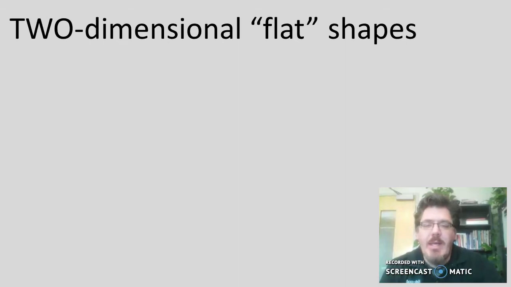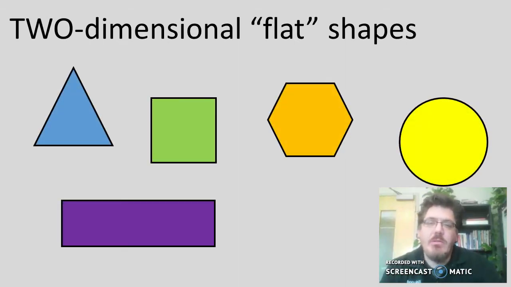Let's think about the shapes and solids that we have already discussed. The two-dimensional shapes are things like triangles, squares, rectangles, hexagons, and circles. Basically, any shape that can be drawn on a piece of paper is considered two-dimensional. Another way to think about shapes that are two-dimensional is that they are flat.